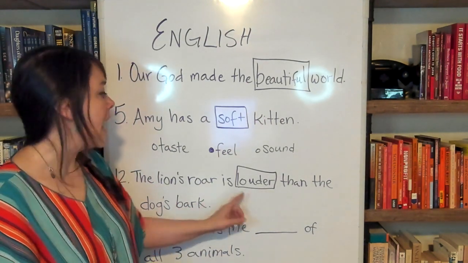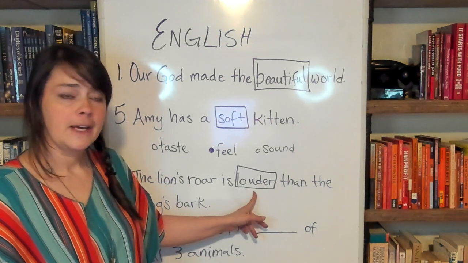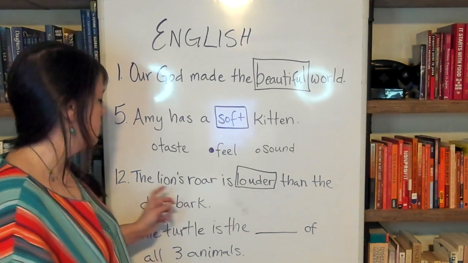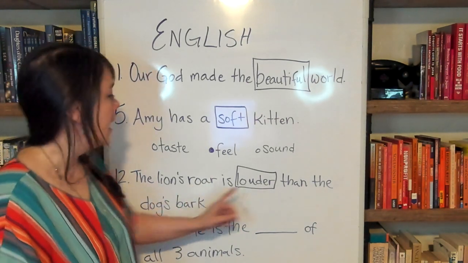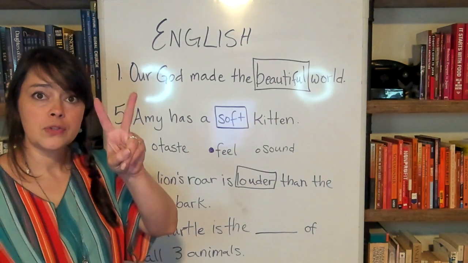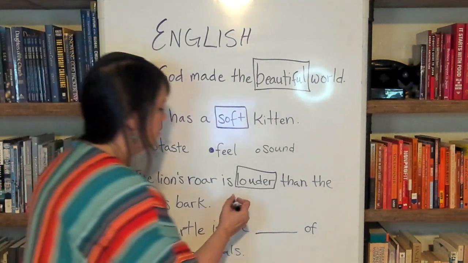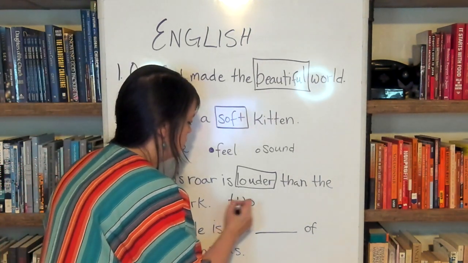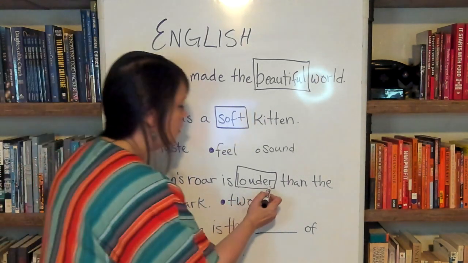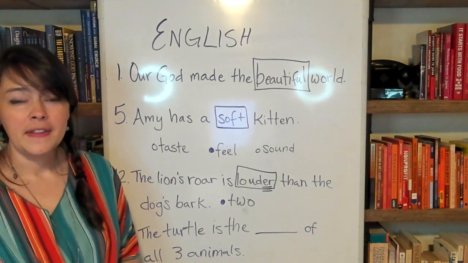All right. Louder is the adjective, and it's an adjective that is comparing. We look at the sentence, we can find the nouns. The lion's roar and the dog's bark. We're comparing the roar and the bark, so 2. Okay, that's the answer. There is 2. All right. Now, and you know, if something is comparing 2, you use the ER on the end. All right.